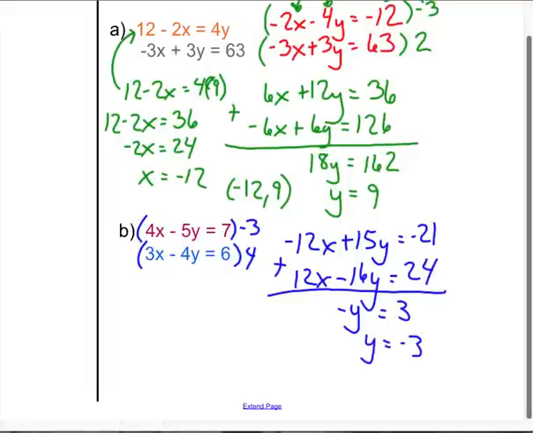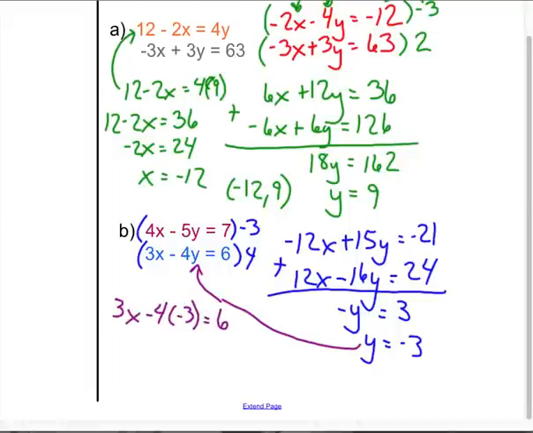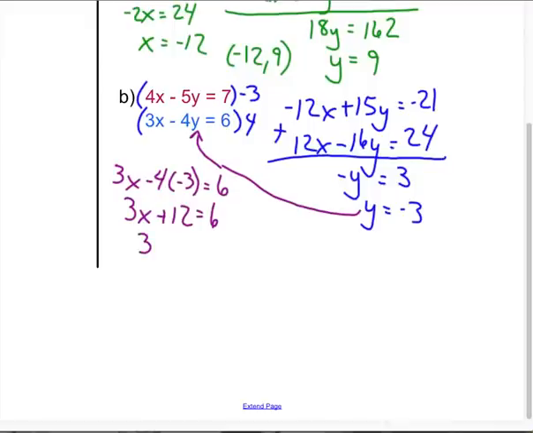And then I can choose either of my original equations to substitute that back into. You could substitute it into either of your multiplied equations, but those have bigger numbers, so it's going to be easier to look at one of your original ones. I'm just going to go ahead and use this one. It's got smaller numbers. So we got 3x minus 4 times negative 3 equals 6. 3x plus 12, subtracting 12 from both sides, and dividing by 3. So we got our negative 2, negative 3.